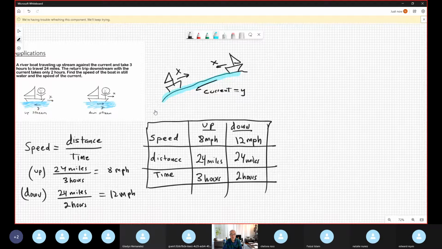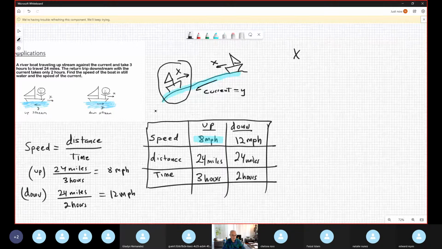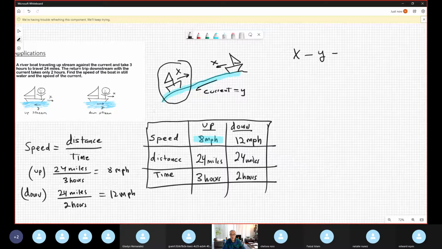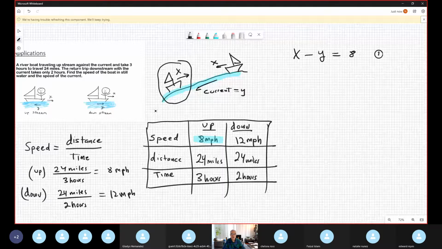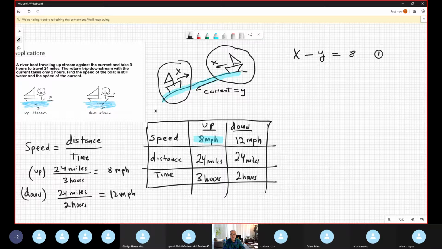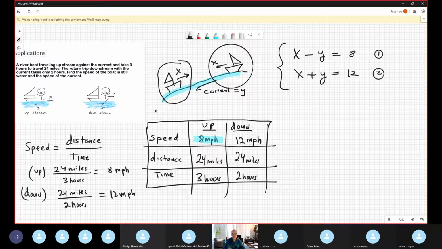I discovered that 8 miles per hour is the speed in this condition. In this condition, x represents the speed of the boat in still water, no current, supposing it travels horizontally without current, plus, or no, minus y, because in the opposite direction, is equal to 8. And this is my first equation. And my second equation, I focus on this condition. In this condition it's easy because it's plus, same direction, equal to 12. Do you understand very well this system of equations that I created from the word problem?